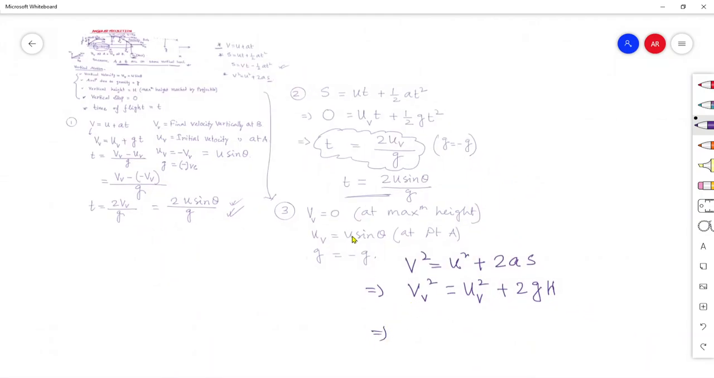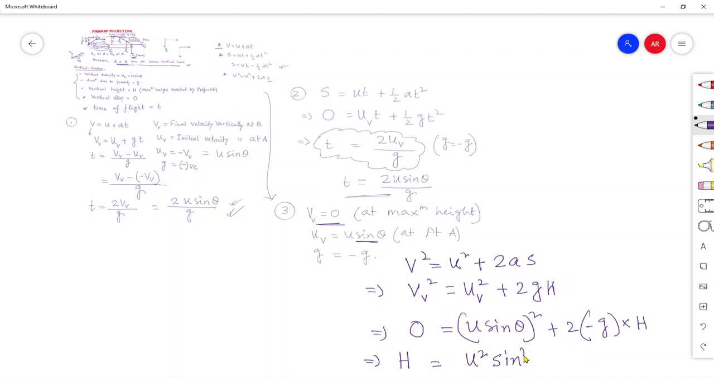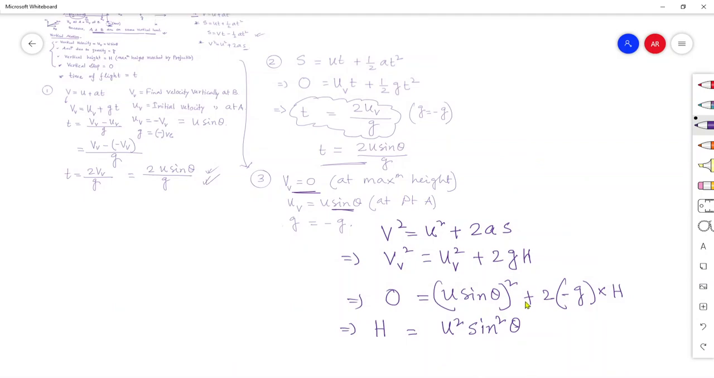So the vertical velocity is 0 at the maximum height, so it is 0. Initial vertical velocity is u sine theta, so it is (u sine theta) whole squared plus 2, since it is rising up, so negative g times h. So if you are subjecting h, you are going to get the expression to be u squared sine squared theta divided by twice g. So this is the equation of the vertical height.